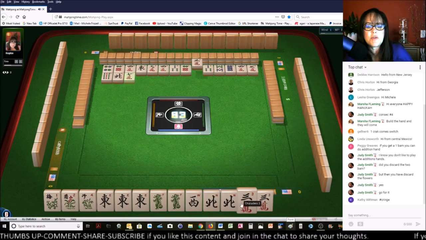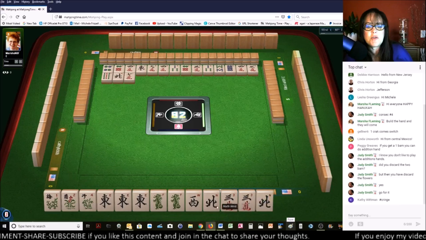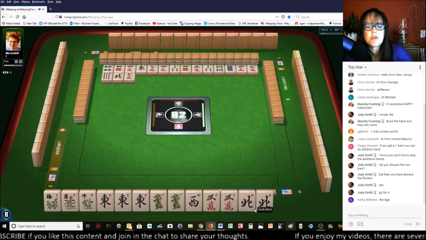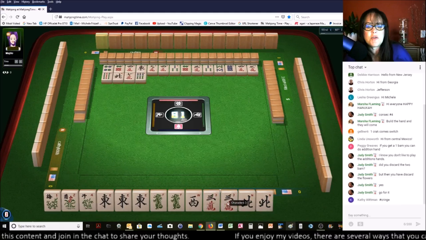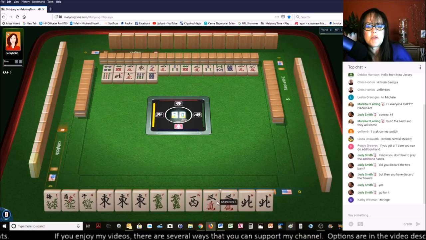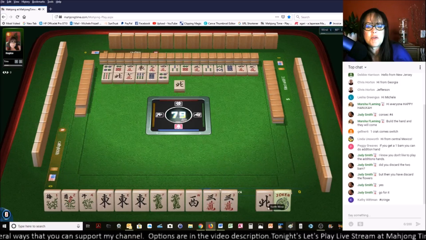So we want joker bait opportunity. Since nobody wanted that north, I think we should go ahead and get rid of those and hold the 3s. Maybe we can get a joker out of these 3s. I know someone threw a 3, or I did. I threw a 3 earlier. Nobody wanted it. But maybe they just weren't ready for it. 4 dots. Okay, there is a joker.